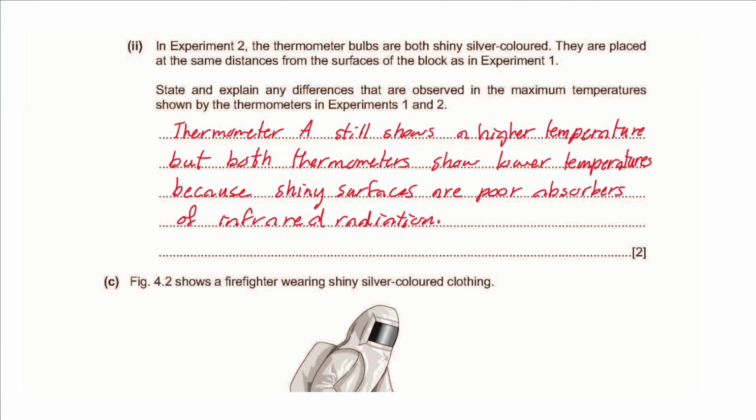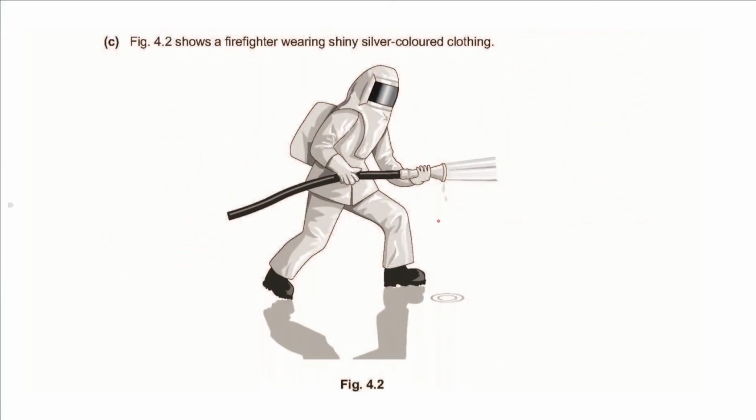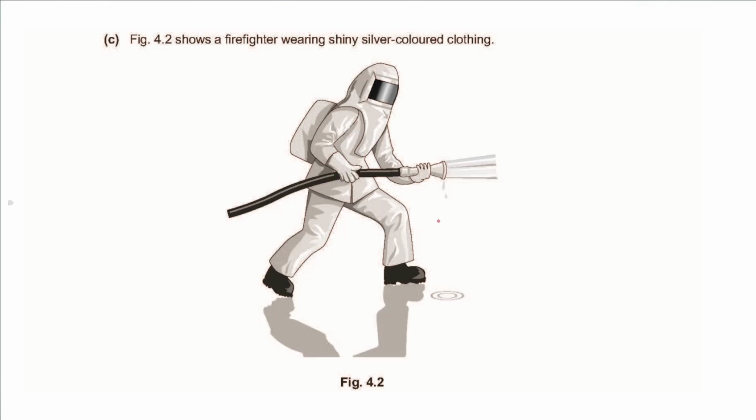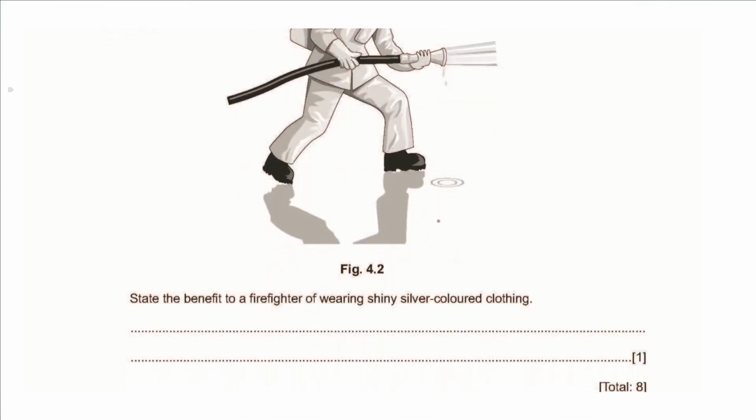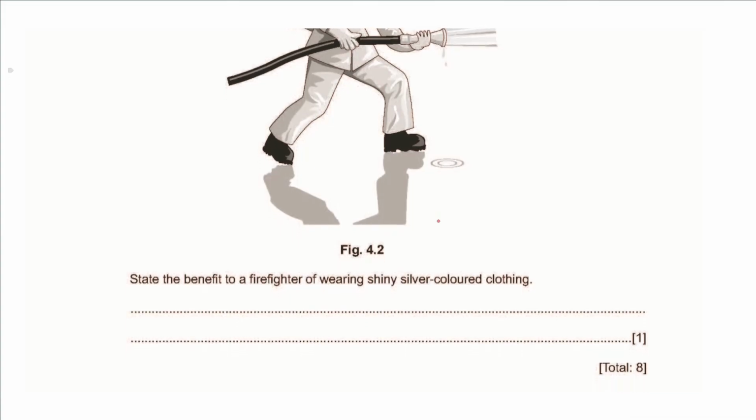So we receive less heat, the temperature we reach is lower. Question C says figure 4.2 shows a firefighter wearing shiny silver colored clothing. State the benefit to a firefighter of wearing shiny silver colored clothing. We say that it reflects heat radiation to prevent skin burns or any damage to the body inside the suit.